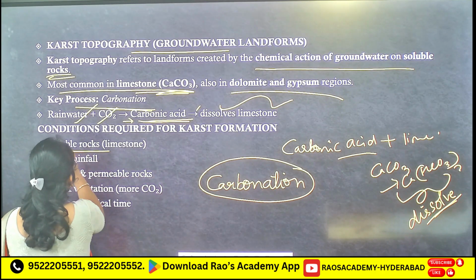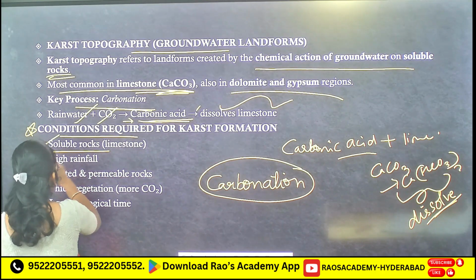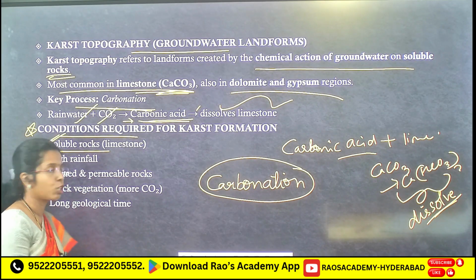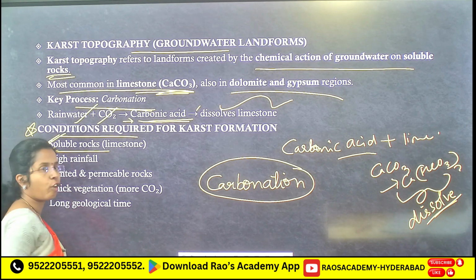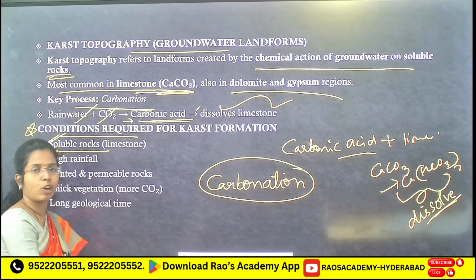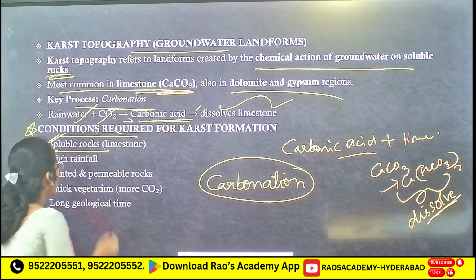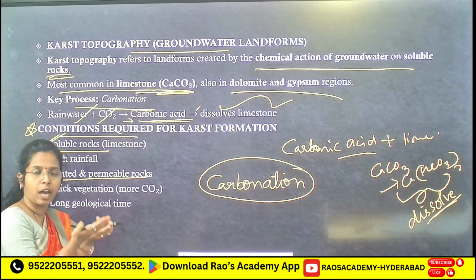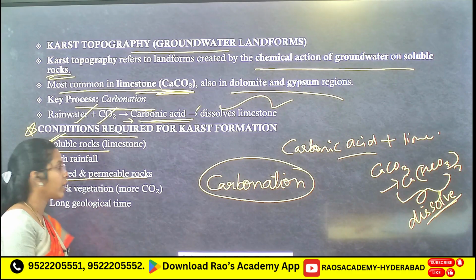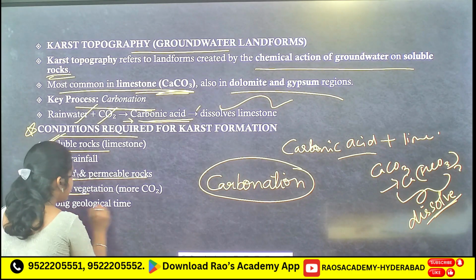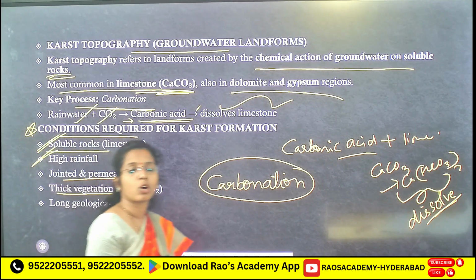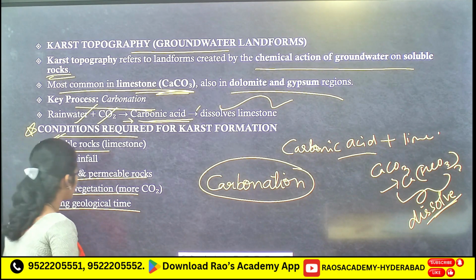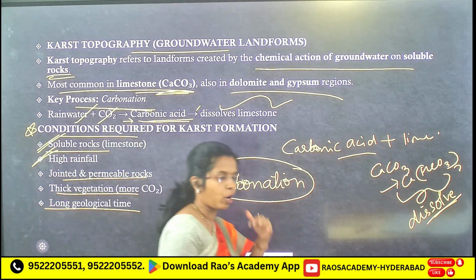Here, conditions are very important. First condition, soluble rocks like limestone are very important for karst topography. High rainfall, because continuous percolation of rainwater has to be there. Jointed and permeable rocks: we should have joints or cracks or permeable rocks. Thick vegetation. Why thick vegetation? Because we need more CO2. Long geological time, means the process should happen continuously.